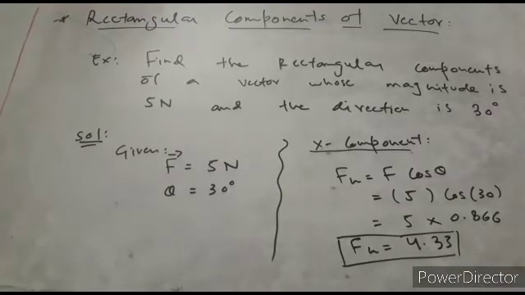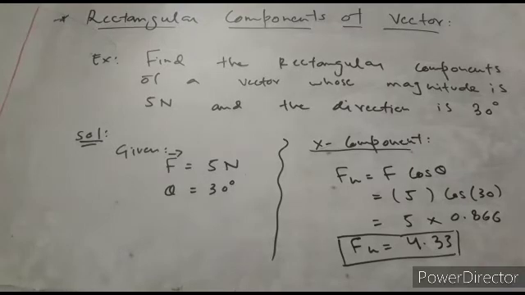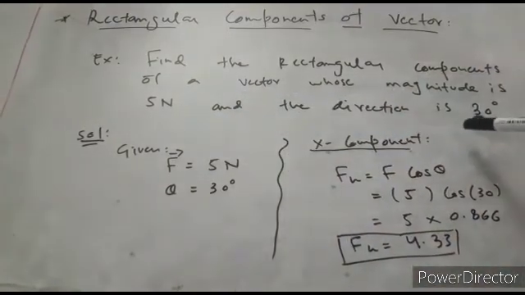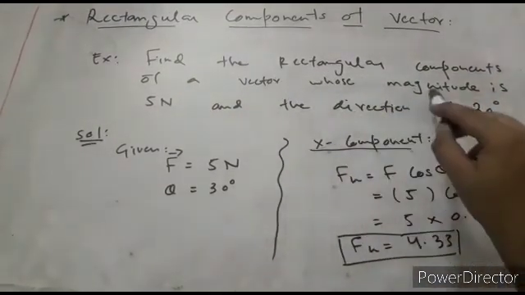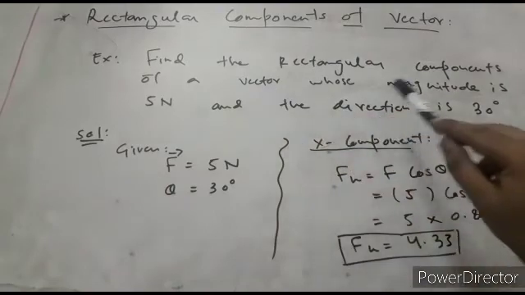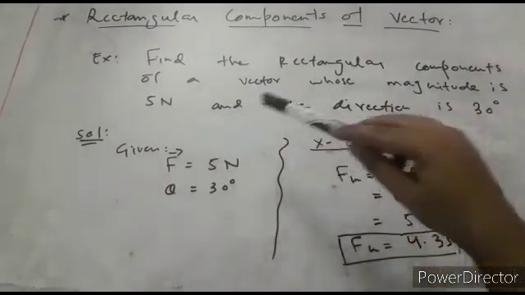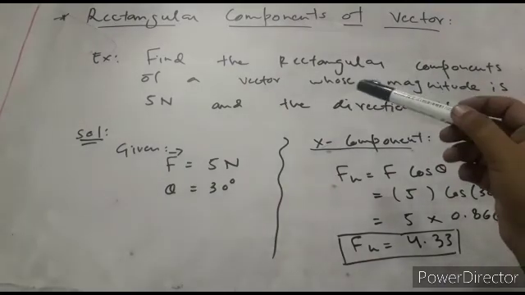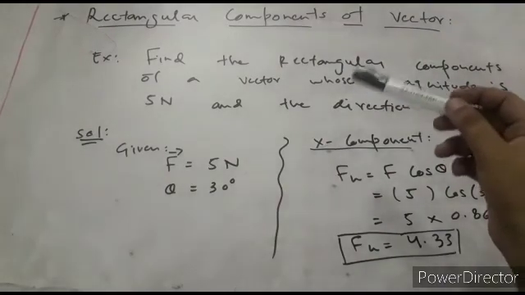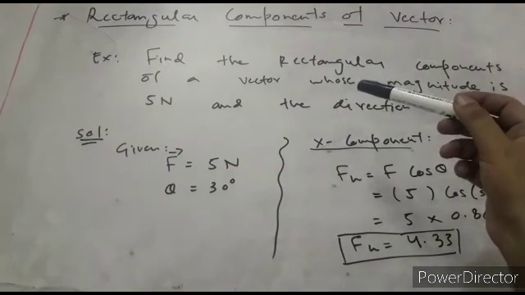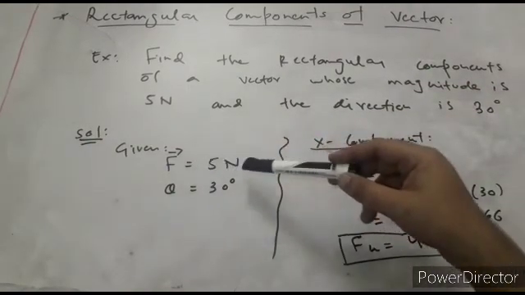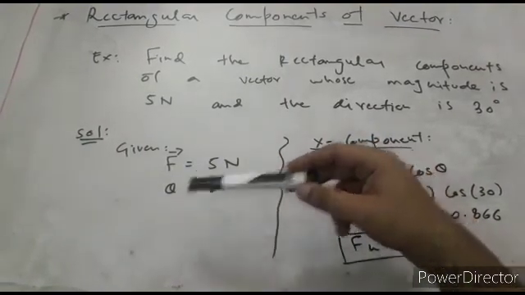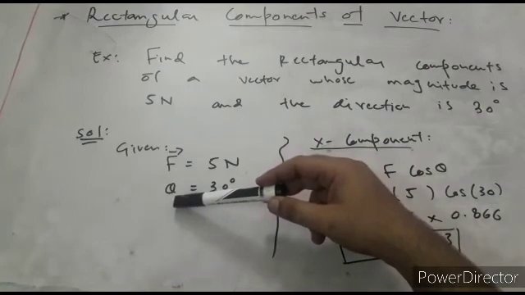Okay students, so we will see how we can find the components of a vector when we are given the magnitude and direction of a vector. So the question is, find the rectangular components of a vector whose magnitude is 5 Newton and the direction is 30 degrees. We are given a vector and we have to resolve it into its components and find the values of its components. The direction is 30 degrees, which is represented by this variable theta.